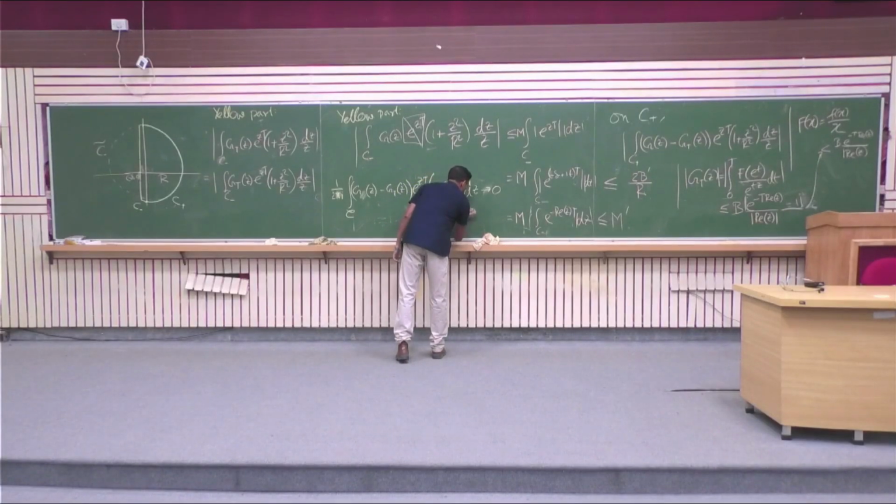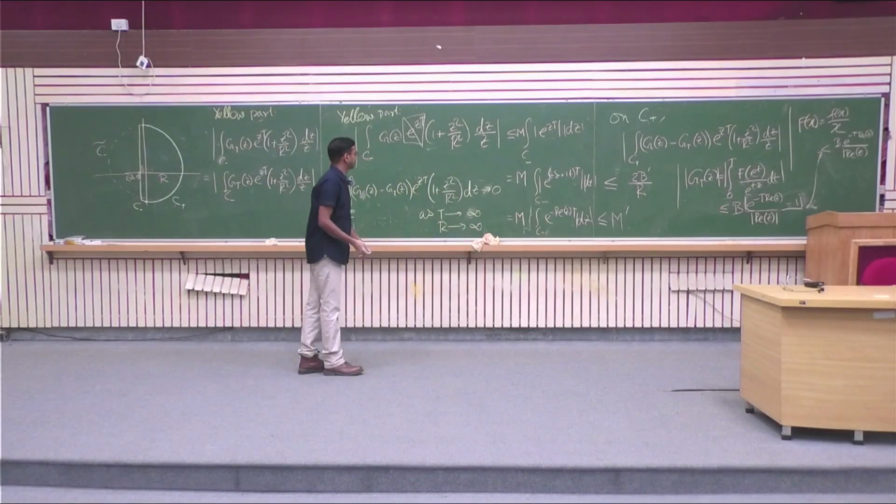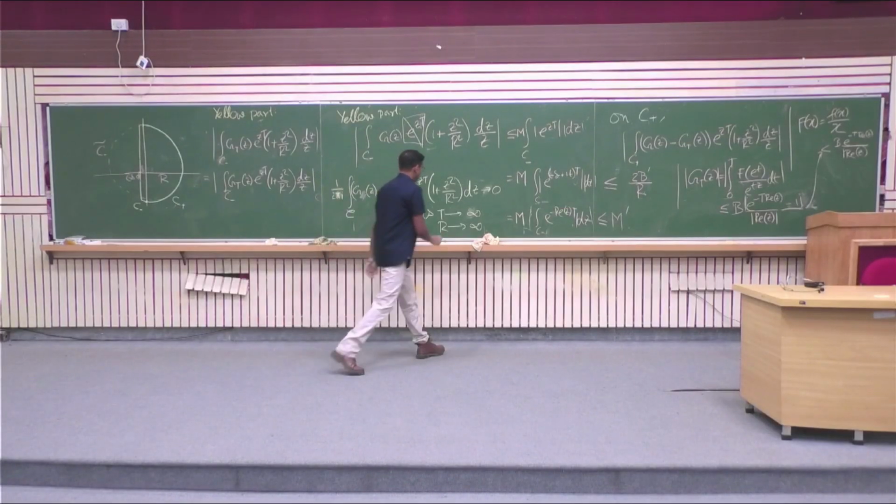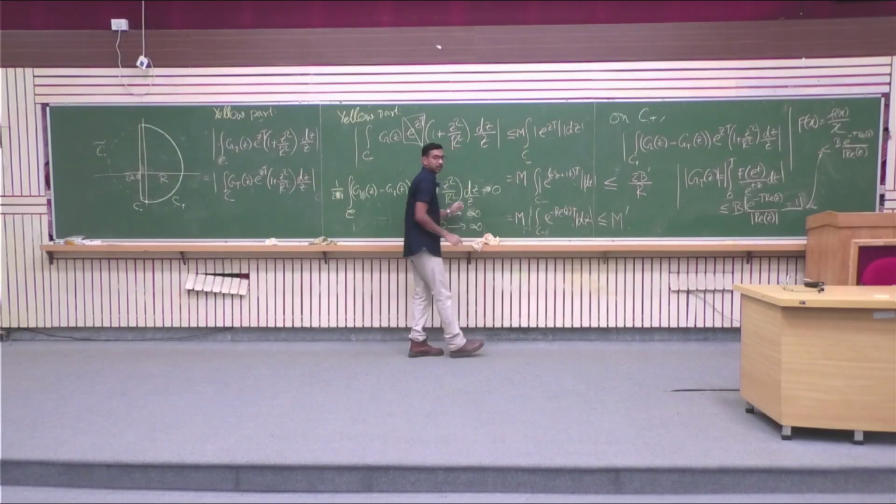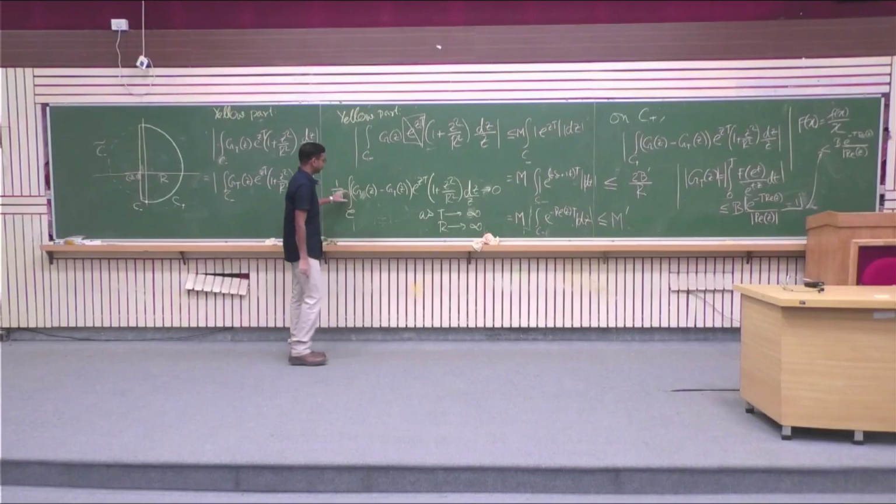T goes to infinity and r goes to infinity as well, okay? dz by z, thank you, yes. Yeah, that was the kernel. Thank you very much.